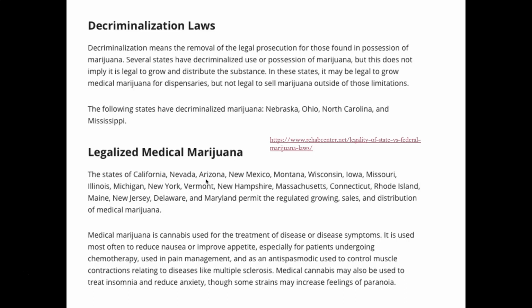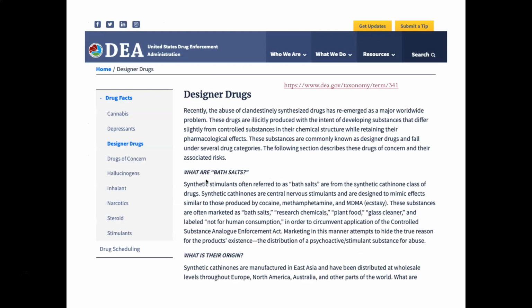Some of the areas that they have found cannabis, whether it's organic or synthetic, to be helpful with is patients undergoing chemotherapy, to reduce their nausea and improve appetite. It's been used in pain management. It's been used to help control muscle contractions with MS. It has been used somewhat with insomnia and anxiety reduction, although they have found that in some cases it can increase feelings of paranoia.